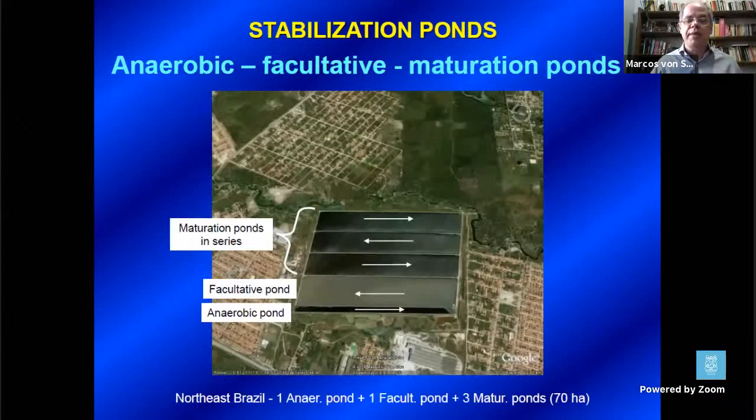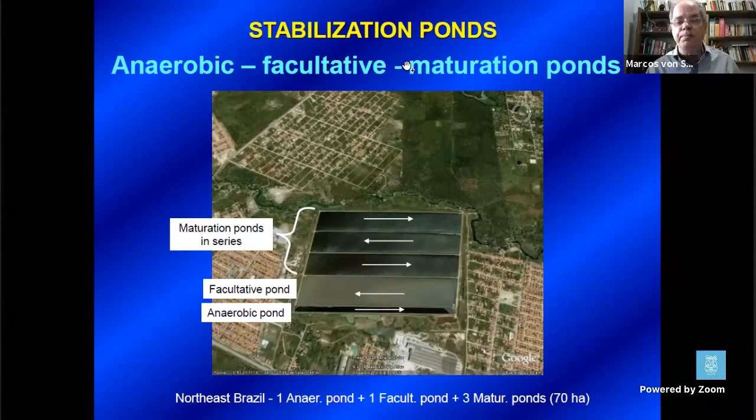Okay, if you want to include an additional treatment objective, you have already removed most of your organic matter, but you want to remove something else. What? Pathogenic organisms. Then you can incorporate what is called the maturation ponds.